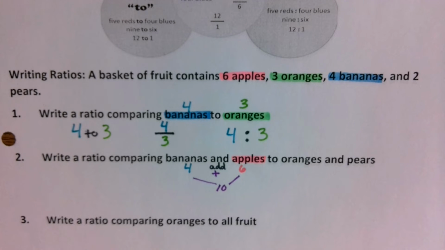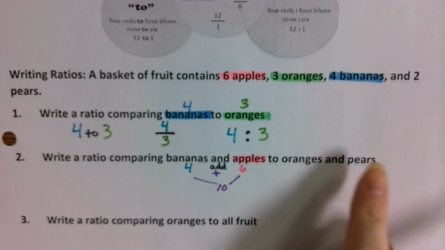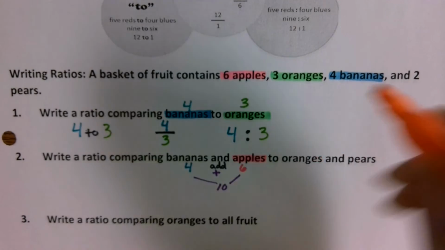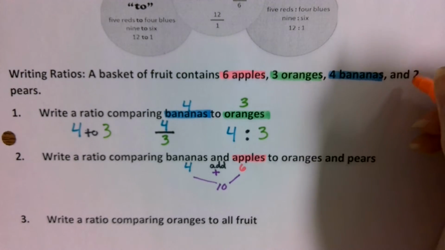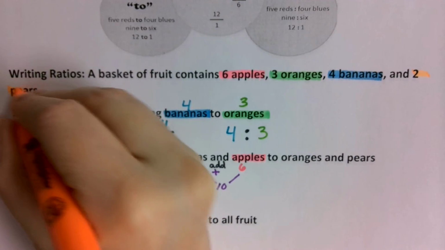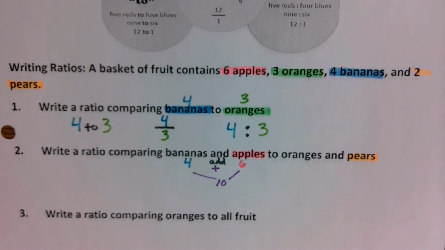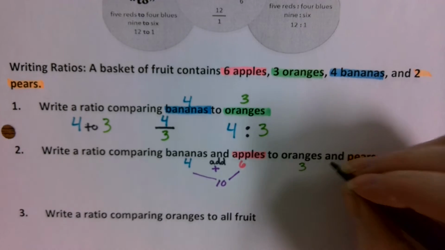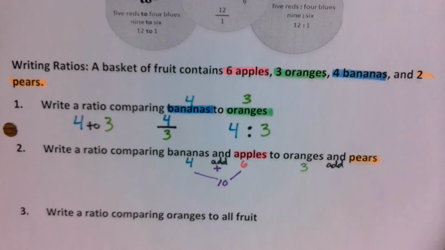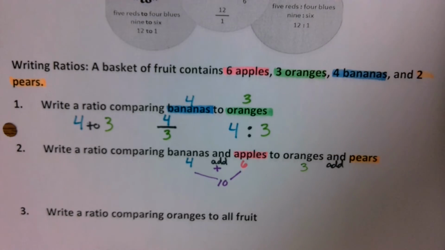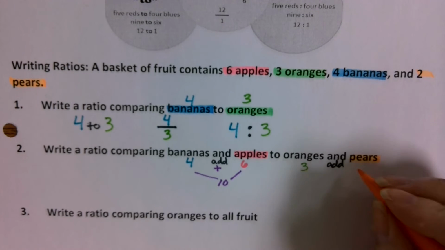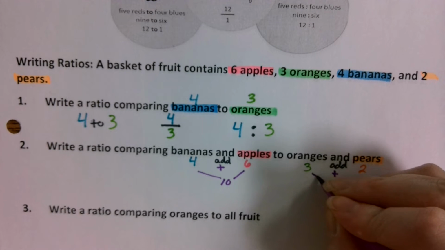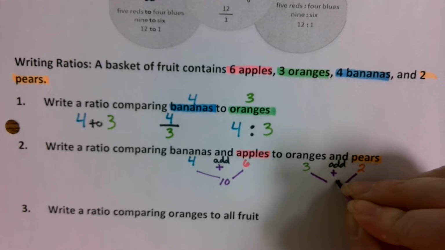Okay, then we're going to do the same thing. We got oranges and pears. So my pears, I have 2 pears. So I've got my 3 oranges that I'm going to add with my 2 pears. What's 3 plus 2? 5.